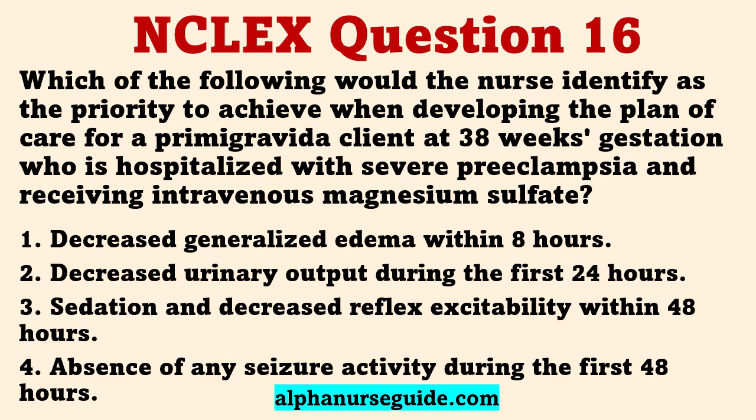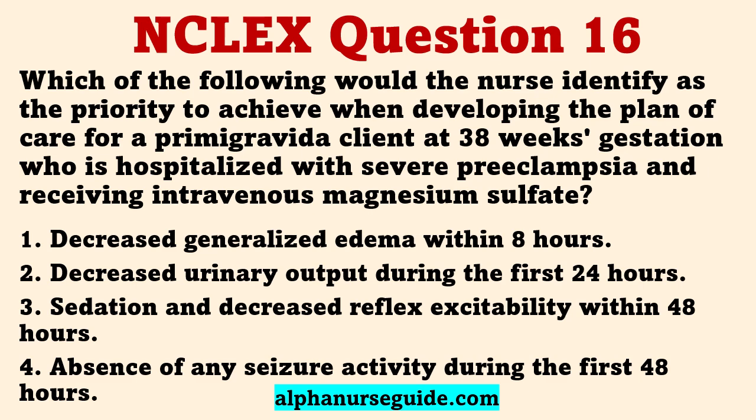Which of the following would the nurse identify as a priority to achieve when developing the plan of care for a primigravida client at 38 weeks gestation who is hospitalized with severe preeclampsia and receiving intravenous magnesium sulfate? 1. Decreased generalized edema within 8 hours. 2. Decreased urinary output during the first 24 hours. 3. Sedation and decreased reflex excitability within 48 hours. 4. Absence of any seizure activity during the first 48 hours.